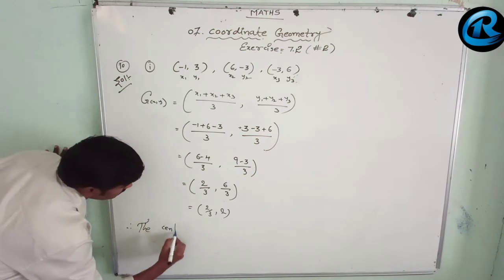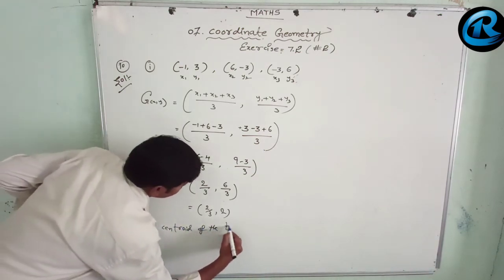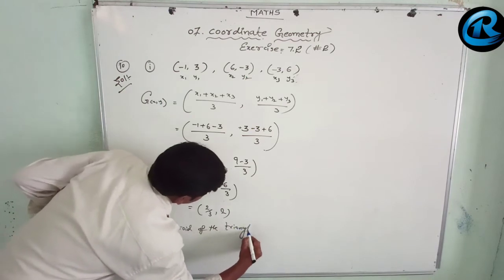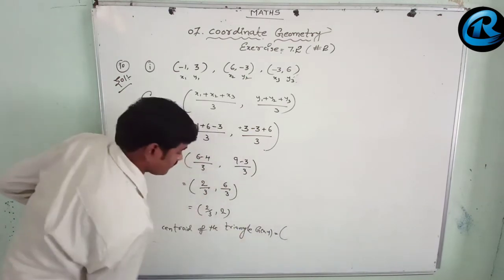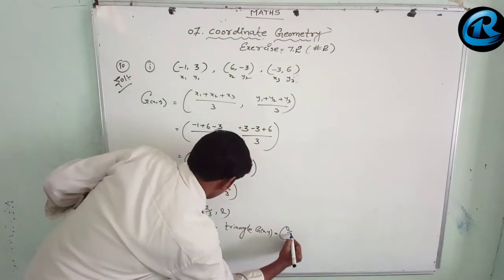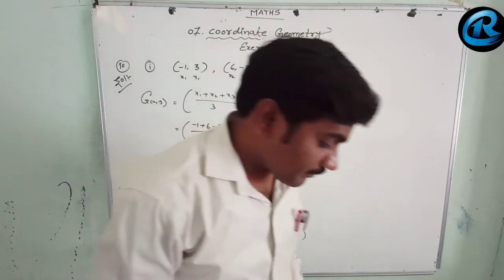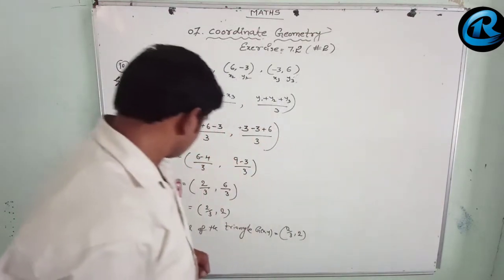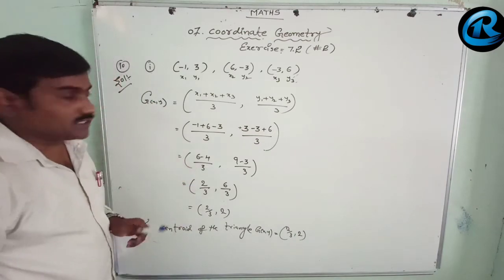the centroid of the triangle G(x, y) is equal to (2 by 3, 2). This is what. Now we go for the next question.